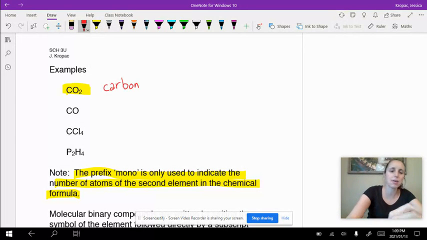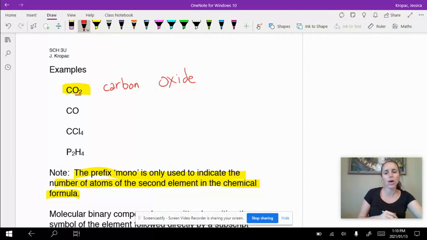Now we're going to take a look at my second element. My second element is oxygen, so I'm going to call it ox. You might remember this from grade 10: when we're naming things, we always drop the ending of the element and put three letters, I-D-E. Ox-ide. Hopefully this is bringing back memories. So we're going to call this carbon oxide.